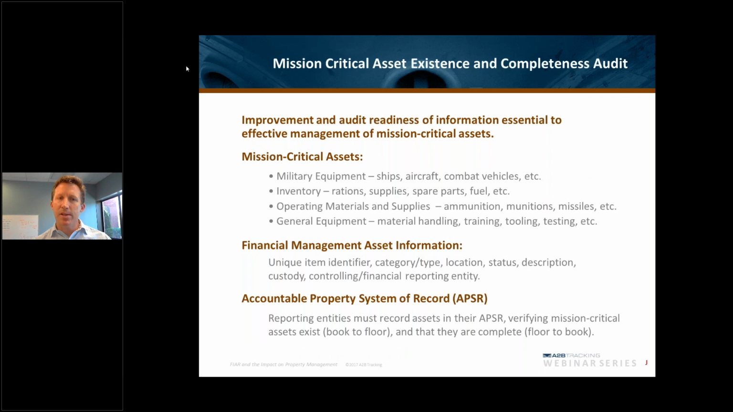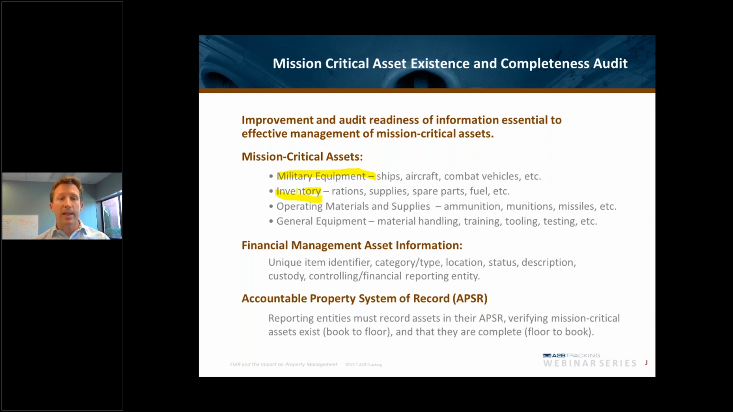So that brings us to where mission critical asset existence and completeness needs to be prepared for this audit. Now, we know that there are assets and inventory of many kinds scattered throughout all components within the DoD. But the mission critical assets they focus on start with military equipment. You know, we're talking about the ships, the aircraft, the combat vehicles, the components that make up those vehicles.